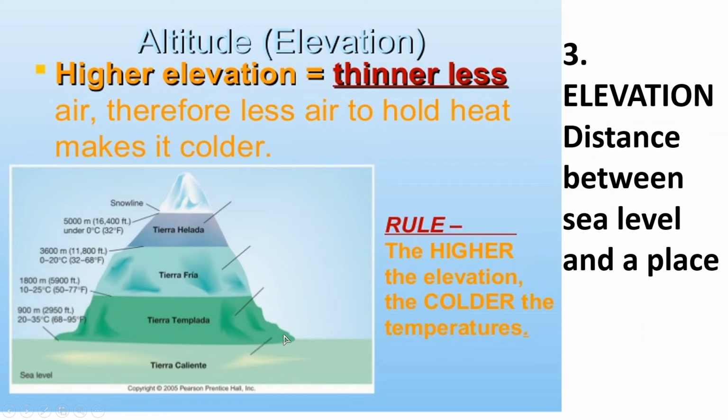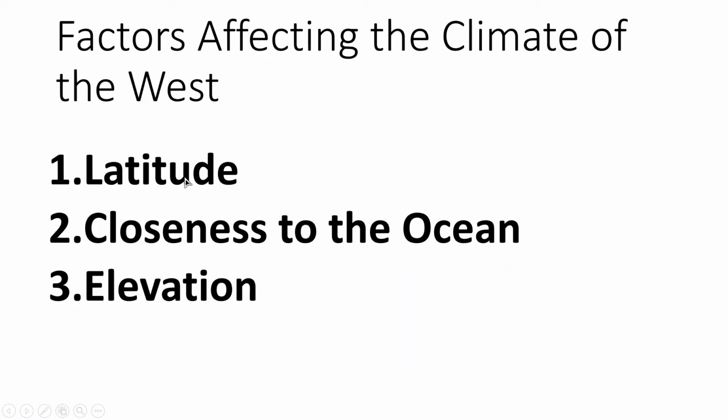So if you are in the lower area, it means that the temperature is a little bit warmer. Remember, the higher the elevation, so the higher place you are, the colder the temperatures. And the lower place that you are living, the warmer the temperatures. Remember that. So that's the summary of our factors affecting the climate of the West. Again, latitude, the closeness to the ocean, and the elevation.